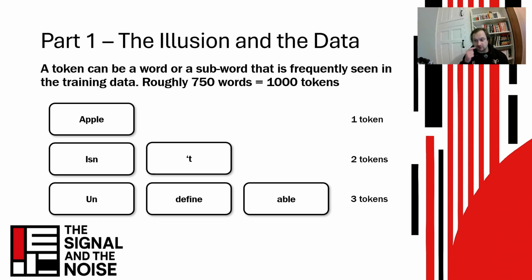Here's a couple of examples of tokens and words and subwords, and how they may be split up. A common word, something like apple, which will be seen quite frequently in the training data, would be resolved down to 1 token. More compound or complicated words will be resolved into more tokens. So, for example, isn't would probably look at the is and the nt, making that into 2 tokens, and then longer words. For example, here, un, defin, and able will all occur more frequently in the data than the word undefinable by itself. So it gets split up into, in this case, 3 tokens.